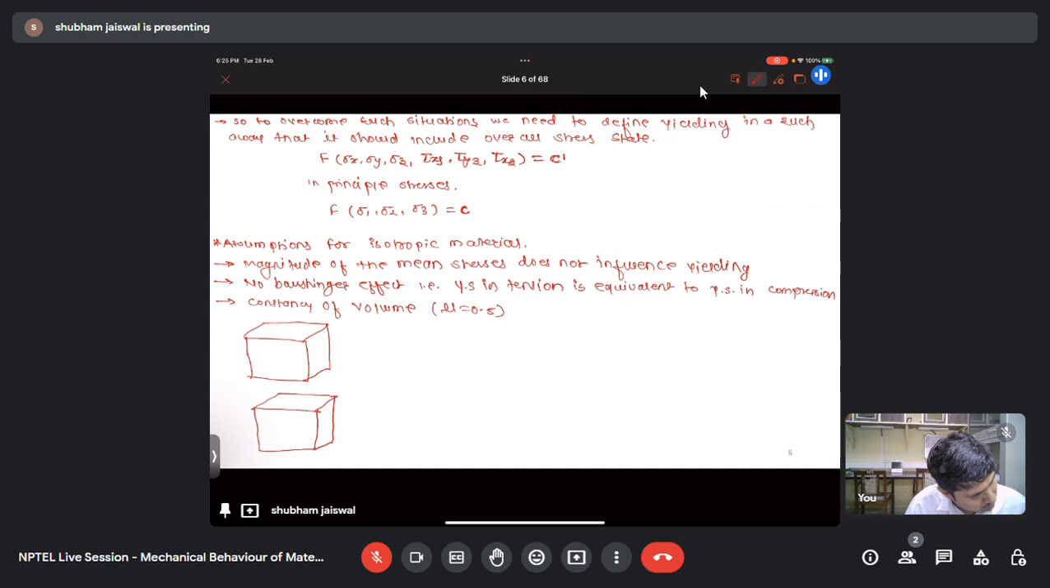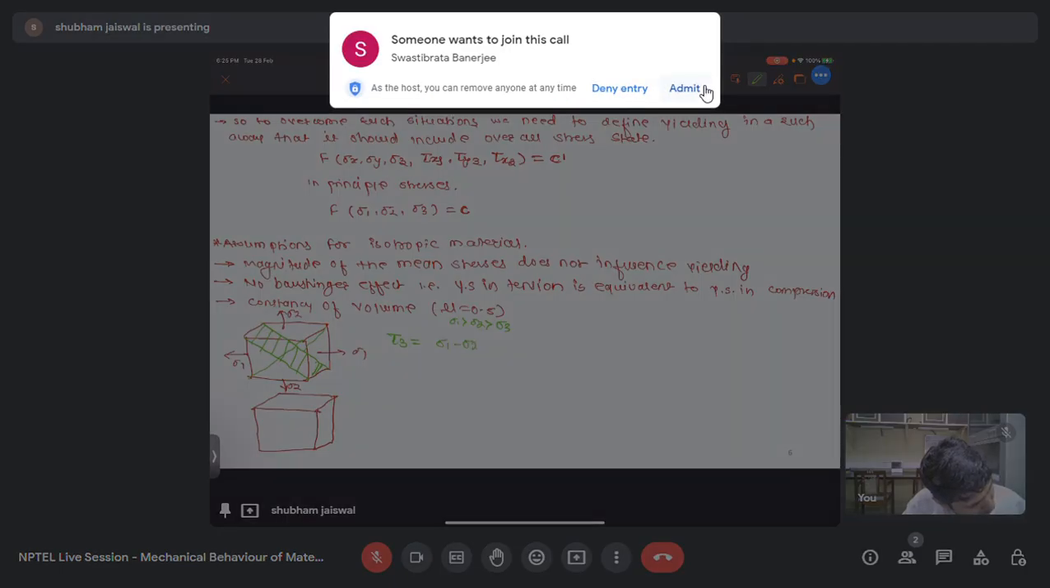So let's say this is subjected to sigma 1, sigma 2, and sigma 3. So this will be the principal stresses plane, and the shear stresses, and we have assumed that sigma 1 is greater than sigma 2 is greater than sigma 3. So tau 3 will be sigma 1 minus sigma 2 by 2.